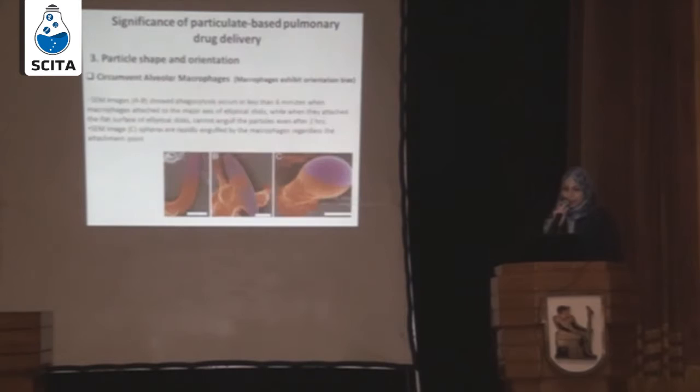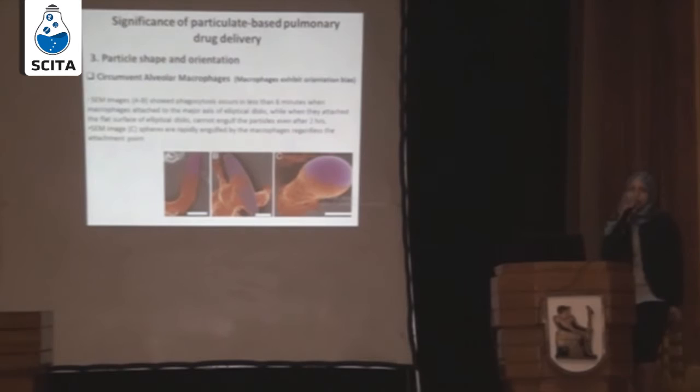Third is that we can also control the shape of the nanoparticles. In very recent studies, they found that if the particle's shape is elliptical, it behaves differently than when it is round. If the macrophage is exposed to it from the major axis, it will engulf it within six minutes, while if it attacks it from the flat surface, it cannot engulf the particle even after 2 hours.